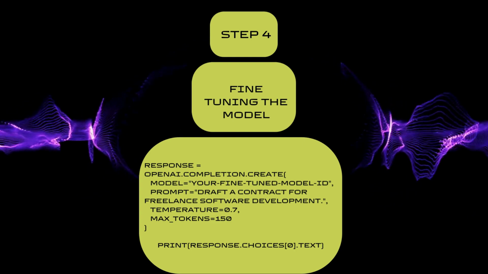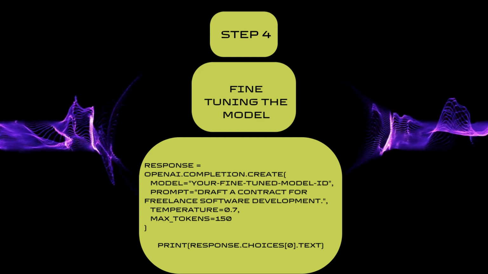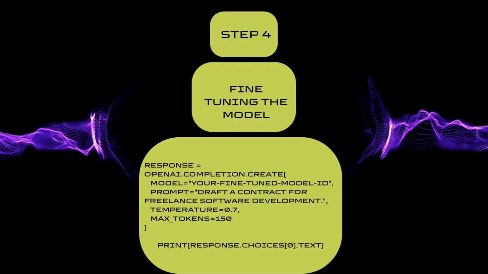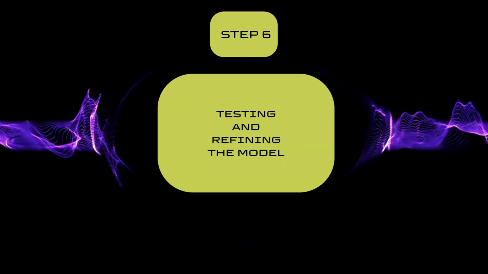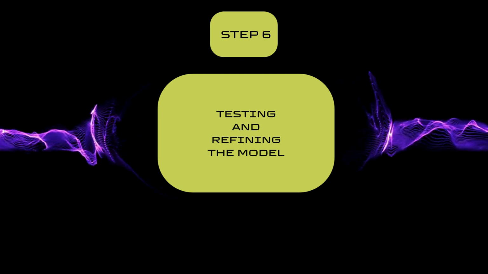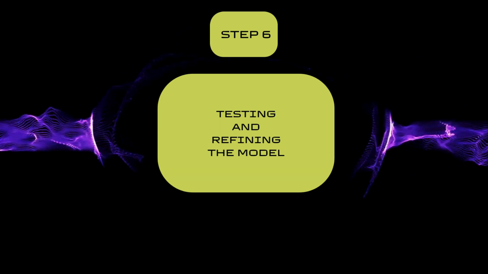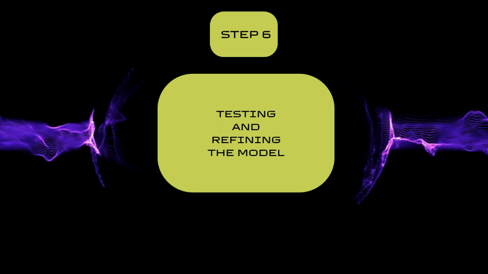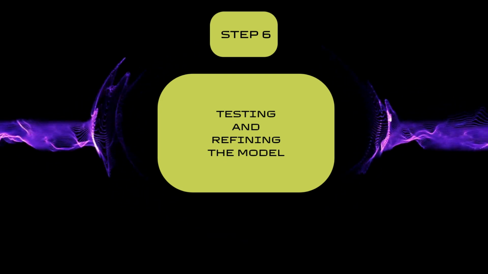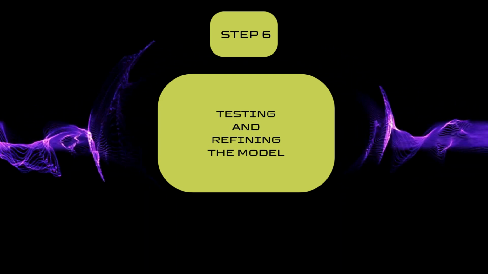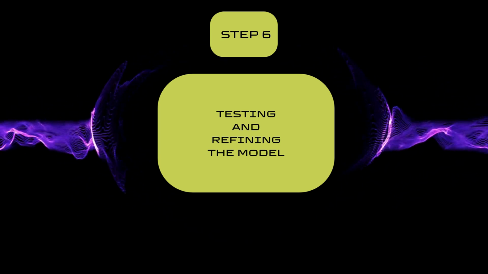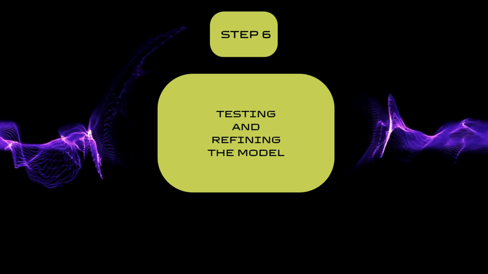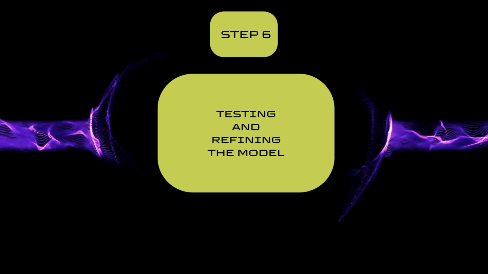You can adjust the parameters like temperature to control how creative the response is. This brings us to the last step of this video: testing and refining the model. Fine-tuning is an iterative process. If the model doesn't give the results you want, you can improve it by adding more examples to the dataset and fine-tuning again. Make sure to test the model thoroughly before deploying it in production.